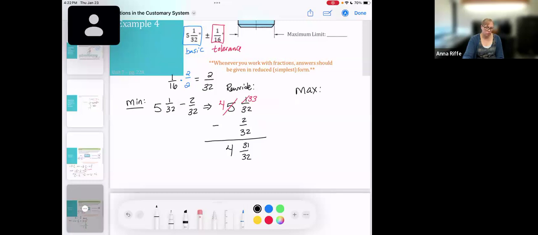We can also find the maximum. Maximum doesn't really give us much trouble. 5 and 1/32, we add 2/32, and we get 5 and 3/32. No reduction needed there. There are no shared factors between 3 and 32. So we've got the maximum. Okay. Y'all okay with that? Now, fractions are nobody's favorite, but here they are.